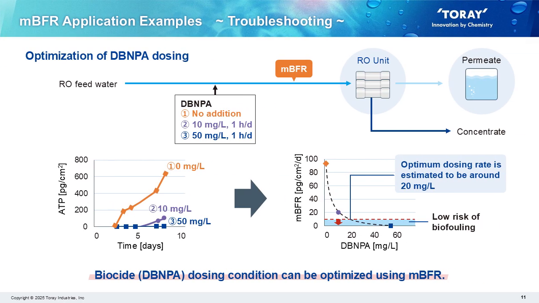mBFR is useful for troubleshooting. When the biofouling potential is high, adding biocides such as DBNPA can be used as an effective countermeasure. However, determining the optimal dosage rate can sometimes be challenging. By measuring mBFR, it can be optimized that a dosage rate of around 20 mg per liter is neither excessive nor insufficient.